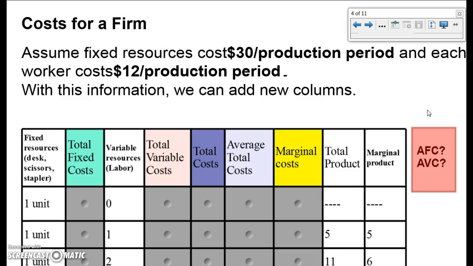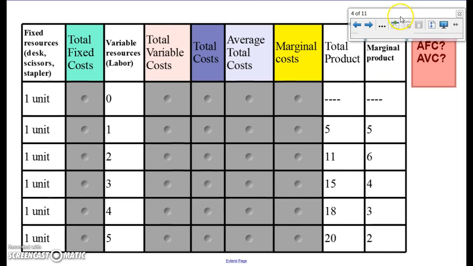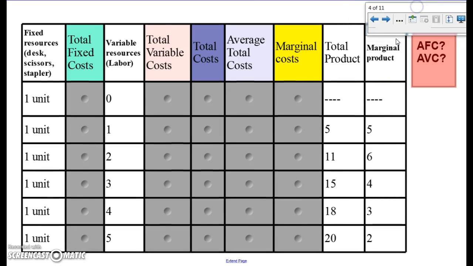So I want you to assume that fixed resources cost $30 for each production period. And it doesn't change because the fixed resources have a fixed cost. And each worker costs $12 per production period, and that is a variable expense. So it costs more if you have more workers. So now we can add new columns. And I want you to think about each one as we go. I'm going to show you what goes in them, but I bet you can figure out exactly what goes in each one.